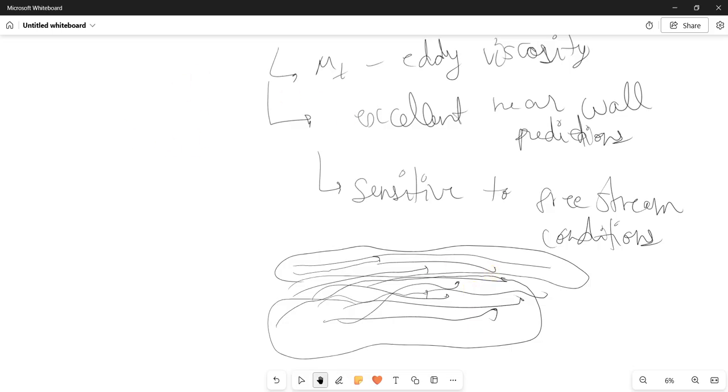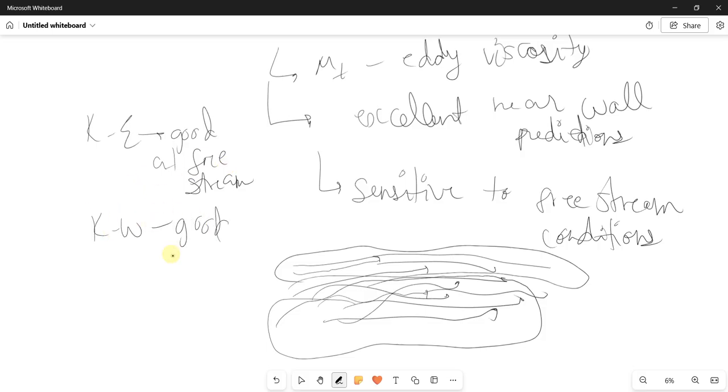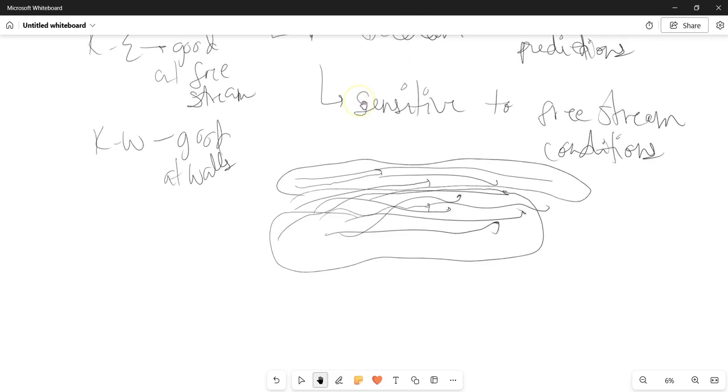Now if you can see, there's an analogy. Your K epsilon does well in the free stream, that is away from walls. Your K omega does well at walls, right? So you know where we are going with this. So this was K omega standard.